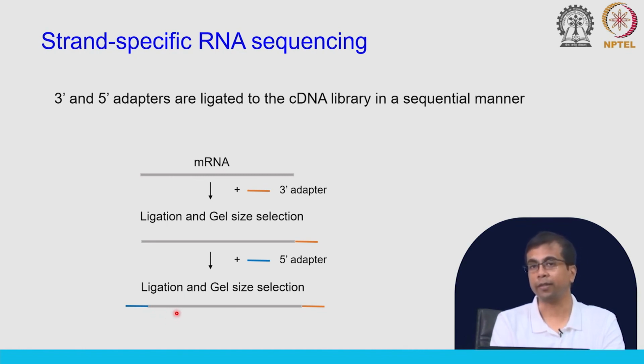Now, once you go through all the processes and then sequence, you get the adapted sequence, and you know which strand you are getting the sequence from. Based on that, you can assign which gene is producing this mRNA and the read data.